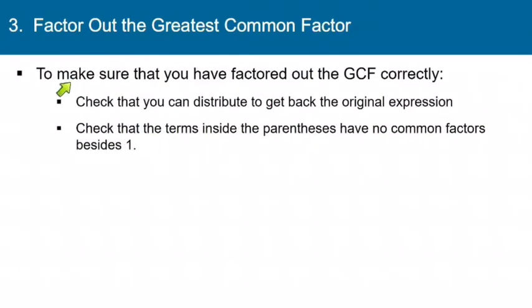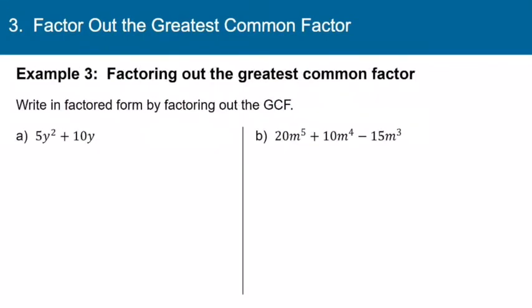So the bottom line is, to make sure that you have factored out the GCF correctly, first you need to check that you can distribute to get back to the original expression, and then you need to check that the terms inside the parentheses have no common factors besides 1. So we're going to try to keep an eye out for both of those things here on example 3. In example 3 it says write in factored form by factoring out the GCF.